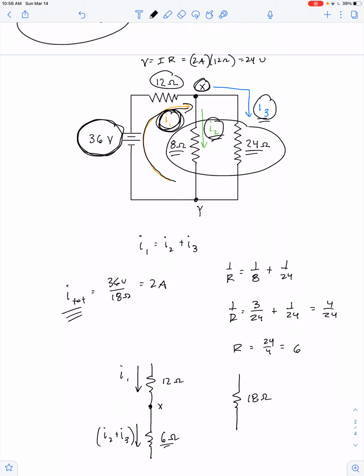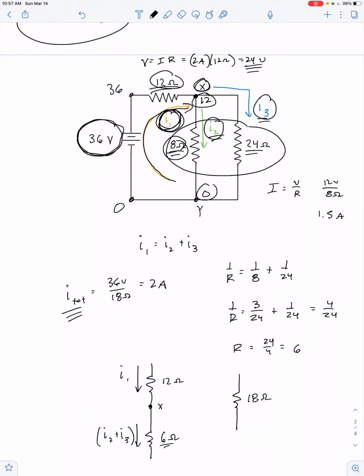If Ohm's law is right, and it is, V equals IR, so 2 amps times 12 ohms gives us 24 volts. So if the electric potential here is 0, here it's 36, there's a loss of 24 volts across the 12 ohm resistor, so 36 minus 24 gives us 12, and the potential at point Y is 0. So the potential difference across this 8 ohms of resistance is 12 volts. I is equal to V over R. So 12 volts divided by 8 ohms gives 1.5 amps.